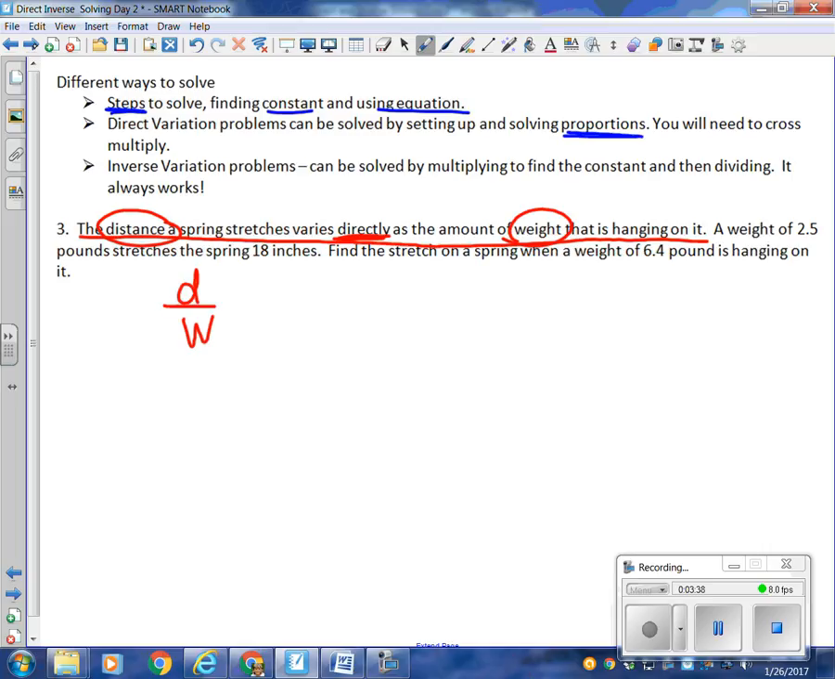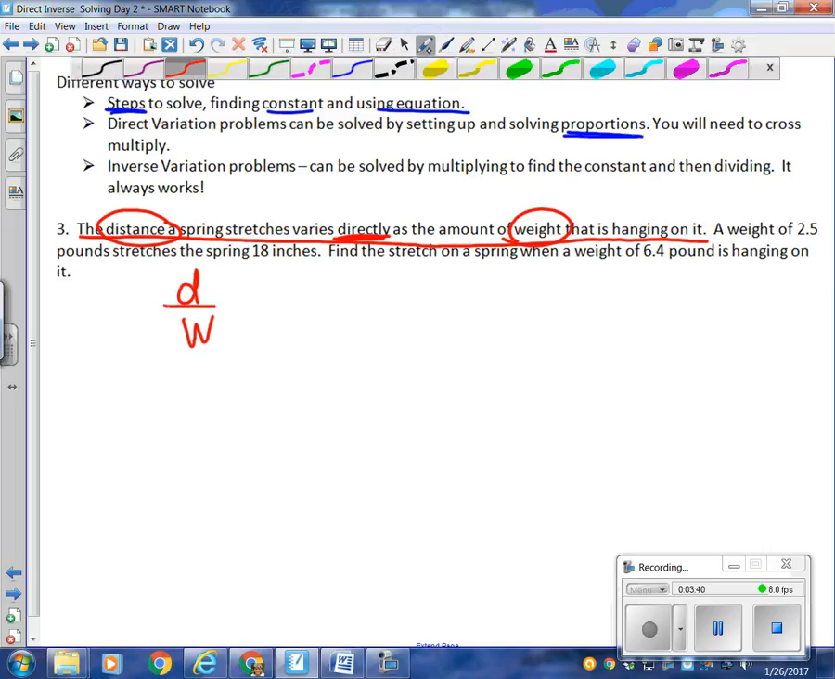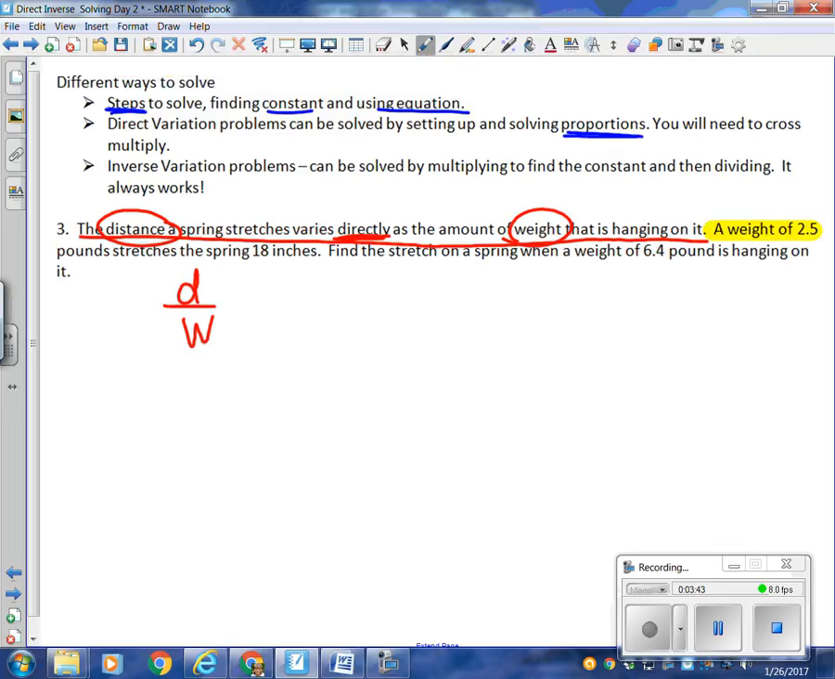the constant. All right, my second sentence, again, the weight of 2.5 pounds stretches the spring 18 inches. So if I set up a proportion, I can set it up any way I want to. I just simply started off with D over top of W. So the distance it stretches would be 18. The weight is 2.5 pounds. So that is my first fraction. I got that from the 2 pieces of information that work together. So 18 is to 2.5, and now here's the key.